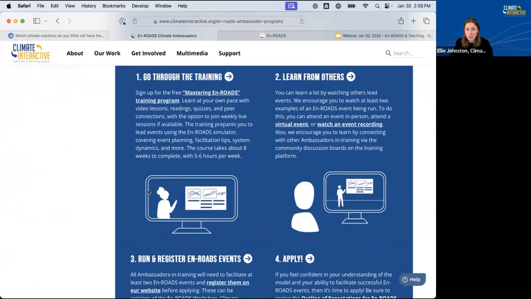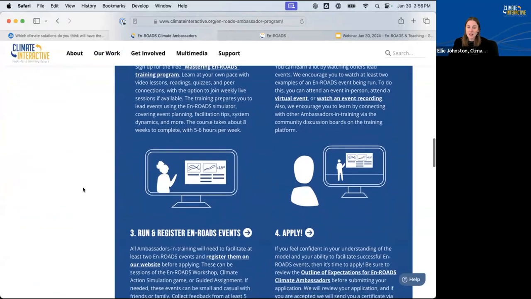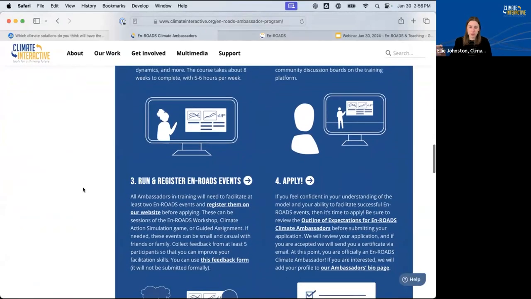We always encourage people to start with maybe some of their friends or family. It doesn't have to be a big group. It could just be 1 or 2 people where you open the tool and start talking about it with somebody. And then to become an ambassador, one of the real key pieces is that you run at least 2 events and then you register them with us.